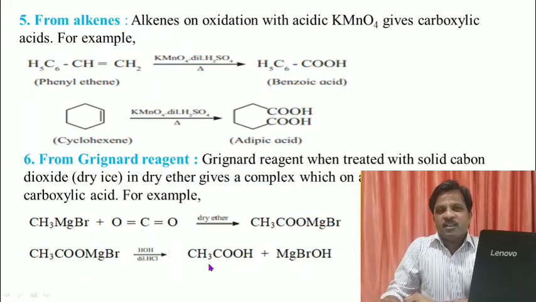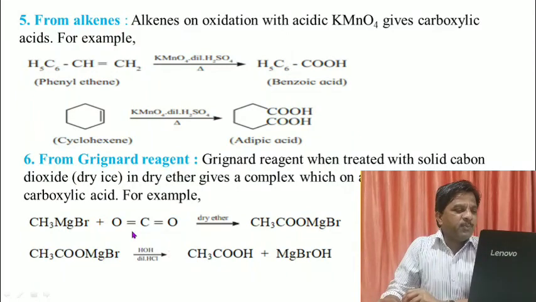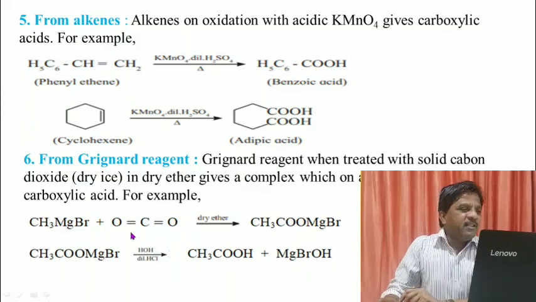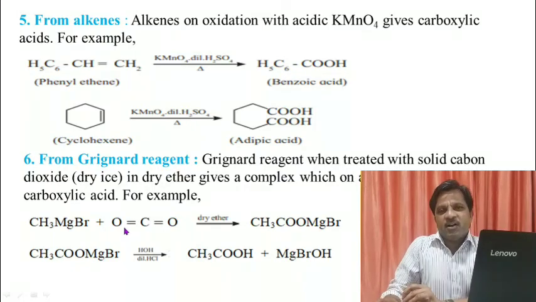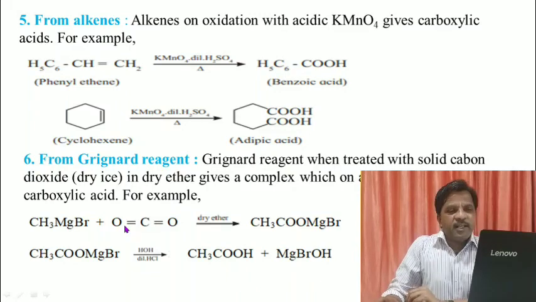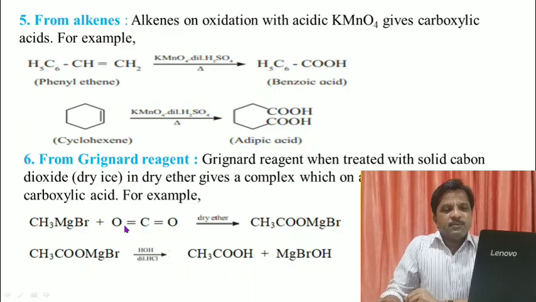So these are the 6 methods of preparation of carboxylic acid. You first try to remember the names of the methods, and then if you remember the names, in the names there is the name of a main reactant, at least one reactant. Then it will be easy to remember the reactions. So we'll conclude here. Thank you.